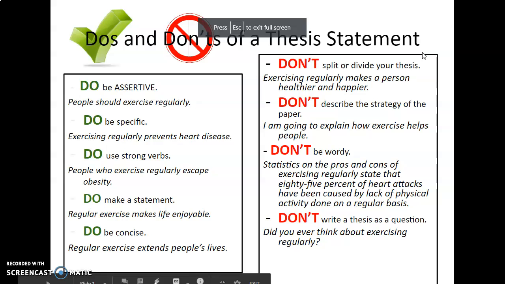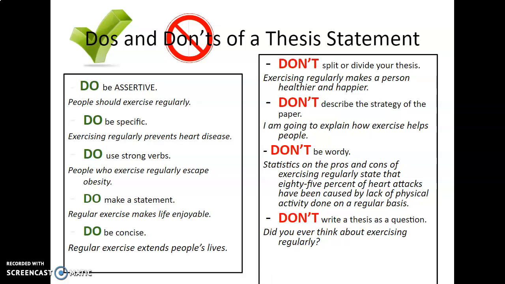A thesis statement is assertive, meaning you believe that you know exactly what you're talking about, and you write your statement as if that is the truth. Okay? People should exercise regularly. It is an arguable statement. Someone could disagree with you, but it is written as if you have absolute belief that you are correct. A thesis statement is specific. Okay? This thesis statement, exercising regularly prevents heart disease, uses very specific ideas as part of the statement.